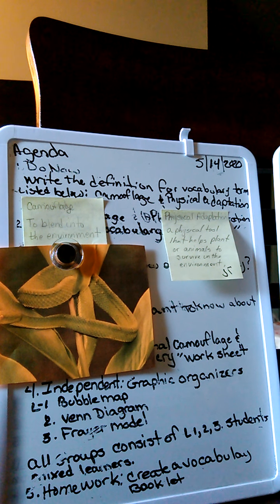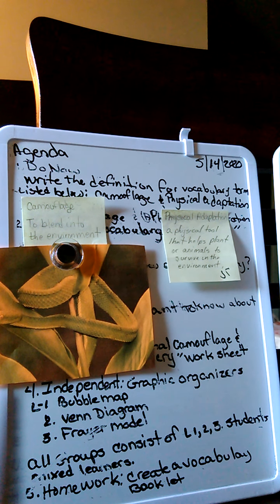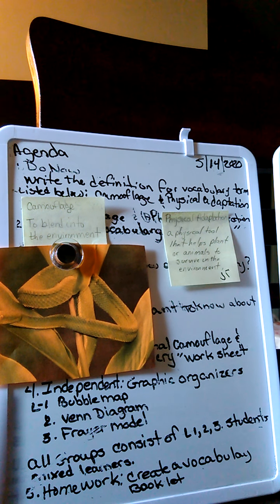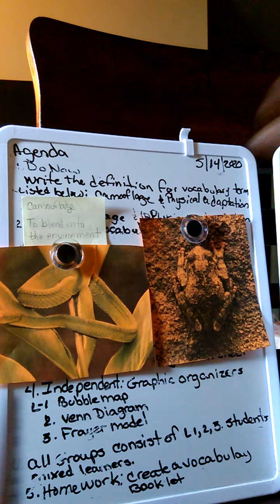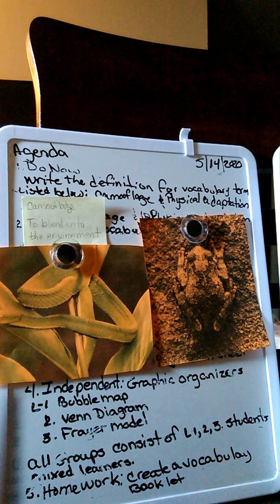So we're moving right along. Does anyone else have another example of camouflage? Okay. Obi says that he has another camouflage. He has the gray tree frog. Let's hang up the gray tree frog. Thank you, Obi. That's the gray tree frog. Thank you. So we're going to move right along.